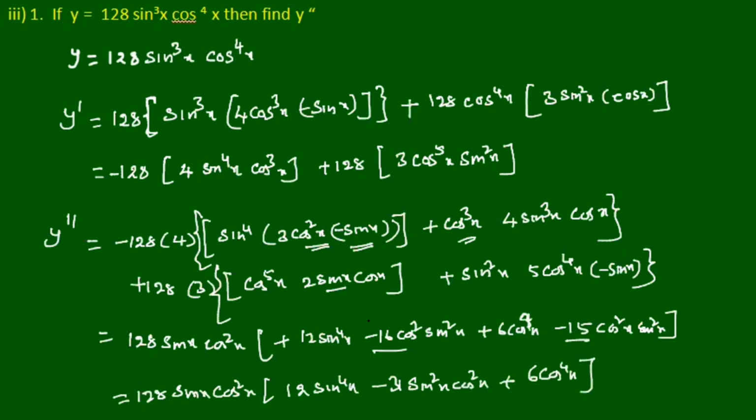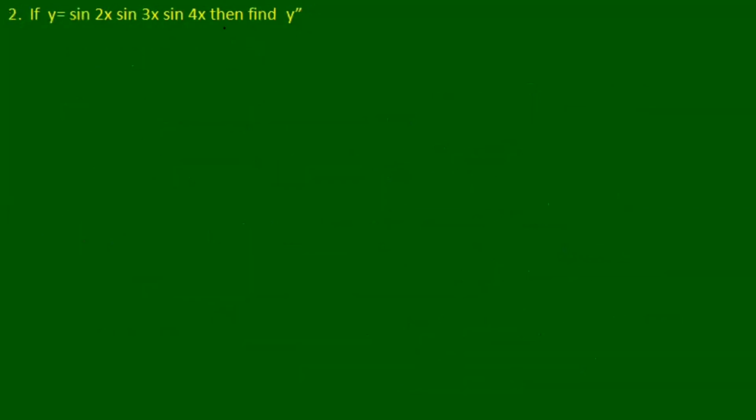Cos square has been taken common, so here cos power 4 will be there. Here if you take a 2, 3 will be there, and this one is 4 cos power 4x. This is the problem. Second one, Roman number 2: y is equal to sin 2x sin 3x sin 4x, then find y double dash.